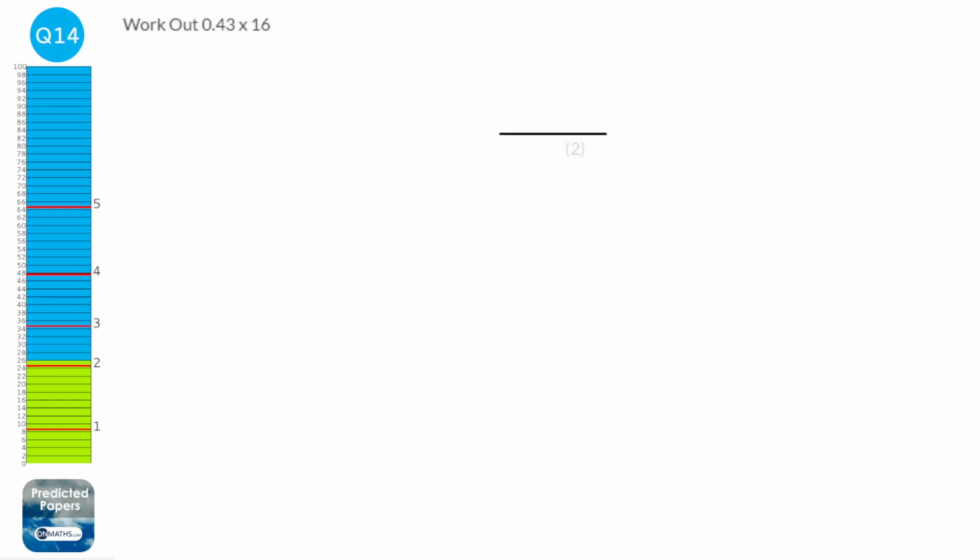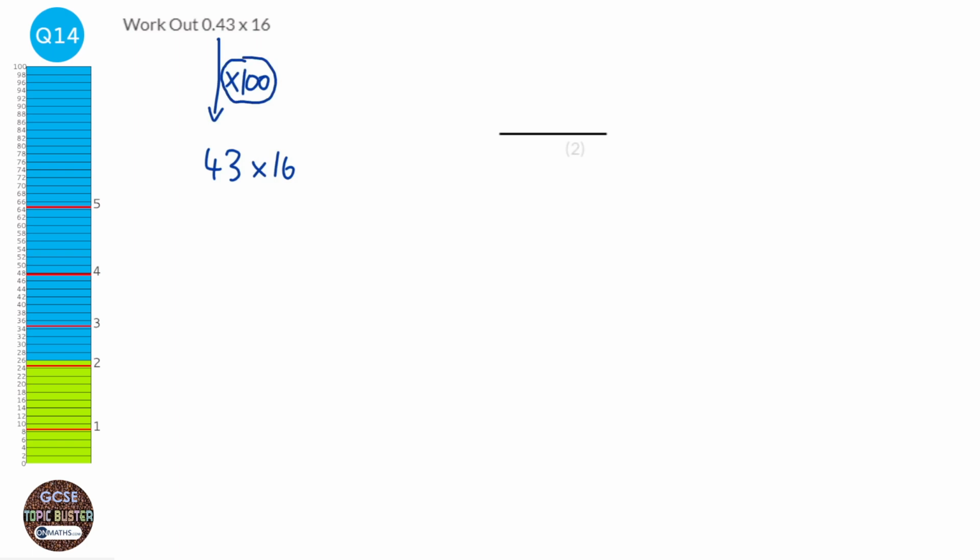Instead of doing 0.43 times 16, what I'm going to do is I'm going to do 43 times 16. So I'm just going to get rid of the decimal and just change it to 43. But I've got to remember what I've done. So how have I managed to do that? Well, I've times it by 100, and that will be important at the end.